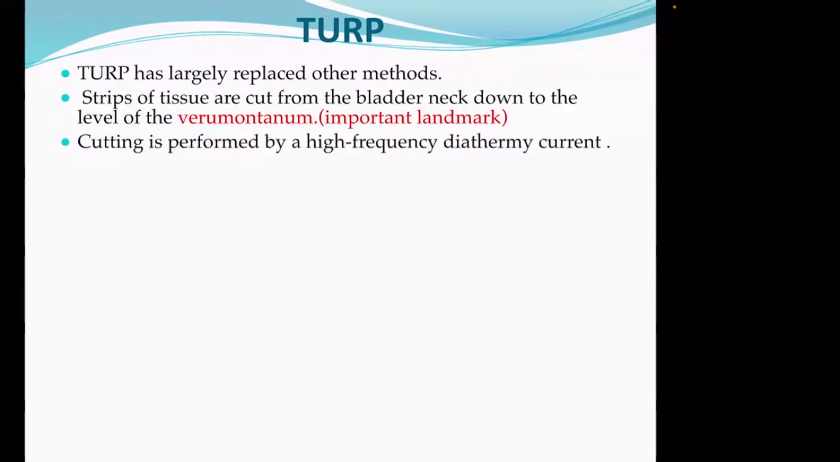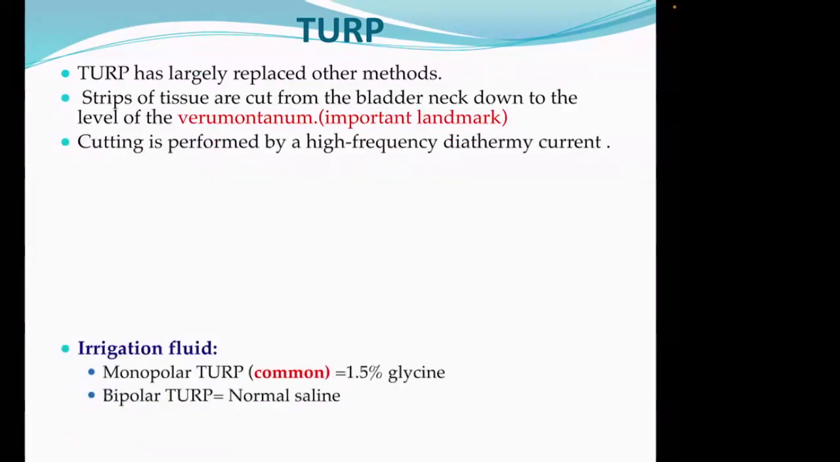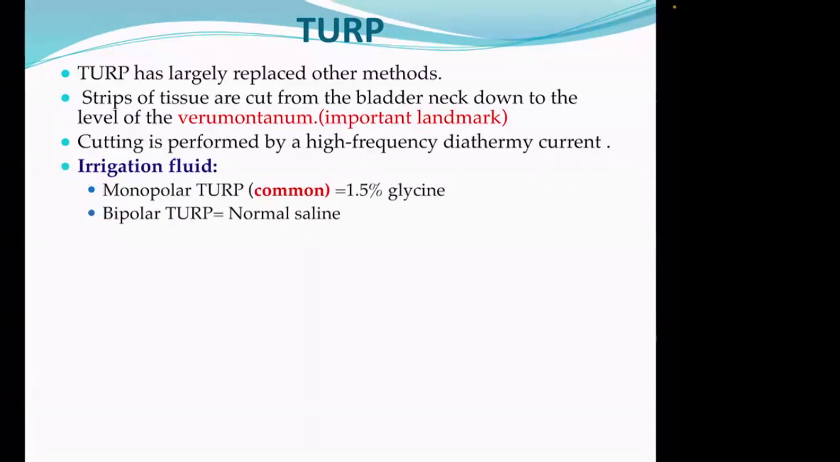Cutting is done by the diathermic current. There are two types of diathermic current. One is monopolar, other is bipolar. If you use a monopolar, which is very common, the normal irrigation fluid we use is 1.5% glycine. I have already explained that. And in bipolar TURP, you can use both, but normal saline is preferred in bipolar.